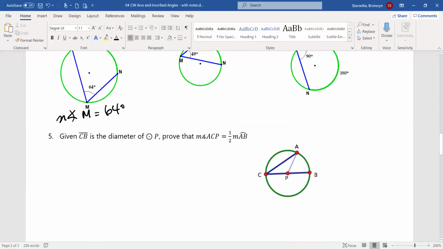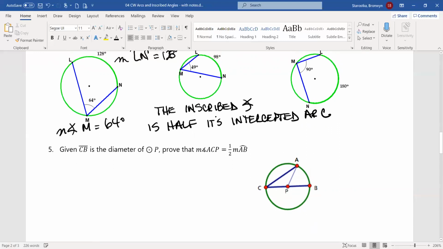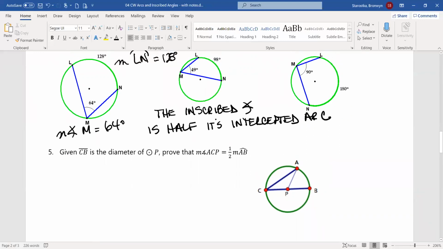Well, the inscribed angle is half its intercepted arc. Or you could say the arc is twice the inscribed angle.